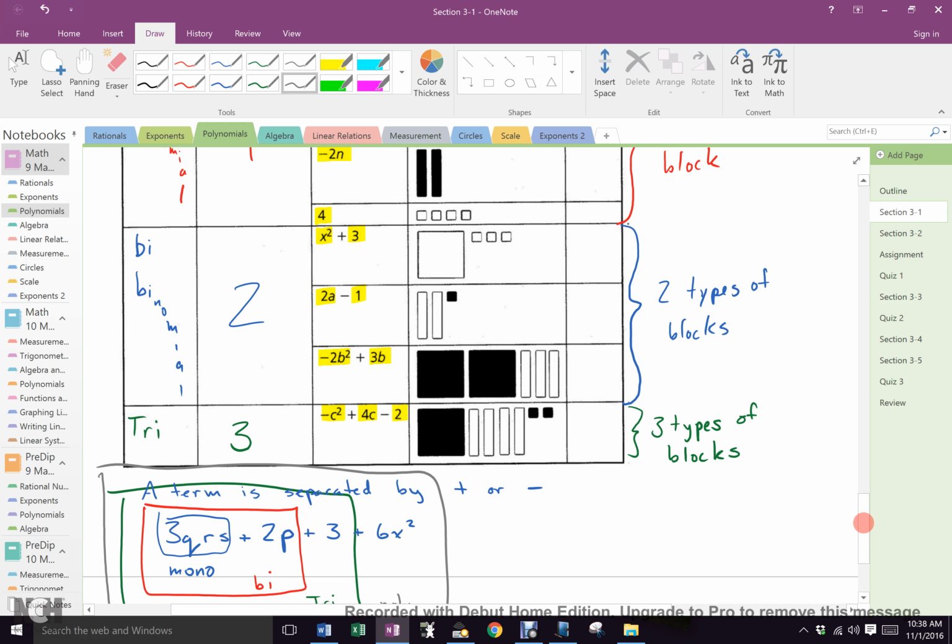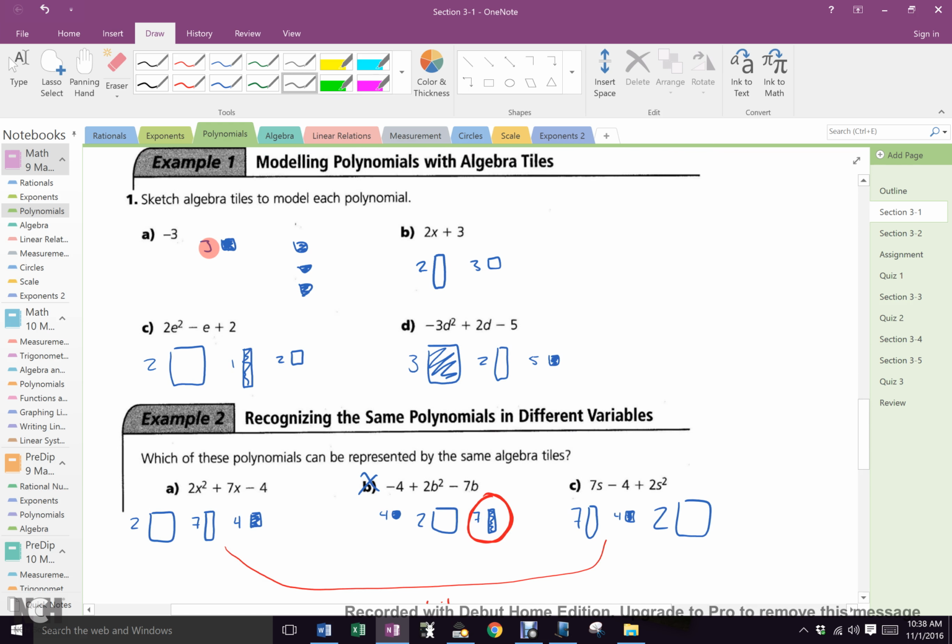Page 184. I was off by a mile. 184 and 185. Okay. Do we draw? You can draw or you can do that shortcut thing that I do in the notes where I just write 3 little guys. Everybody cool?